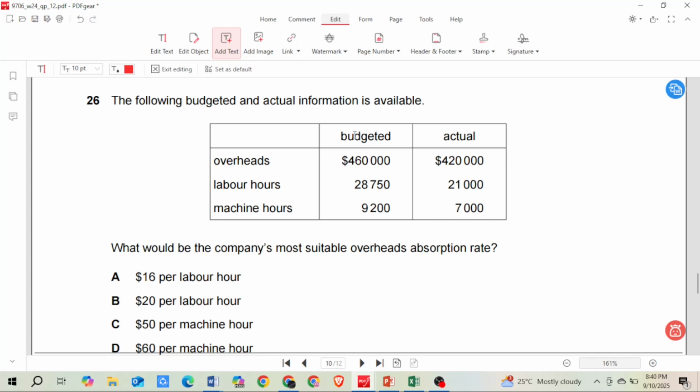Now for this, if you remember, we need to calculate the overhead absorption rate, and for that we'll use either the labor hour or the machine hour, whichever is higher. So in this case, 28,750, which is labor hour, is higher than the machine hour. So we'll use this one. We have budgeted overhead, and it would be divided by labor hour to find the overhead absorption rate per labor hour. So 460,000 divided by 28,750.